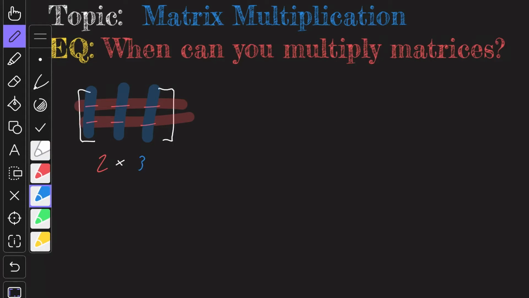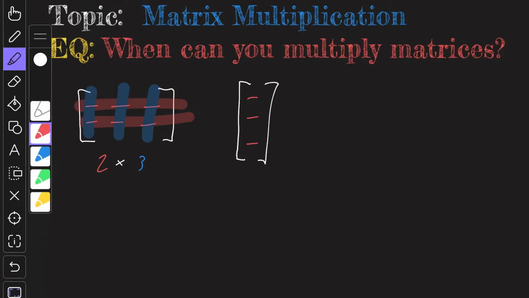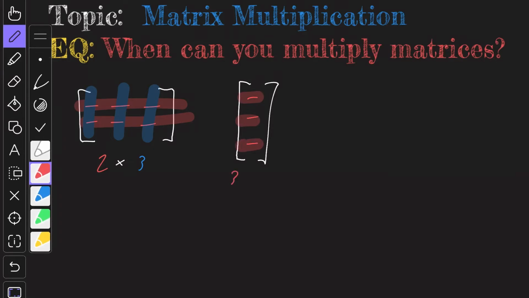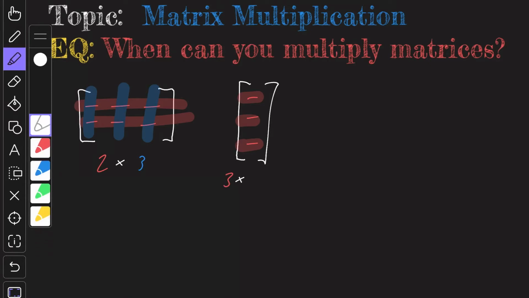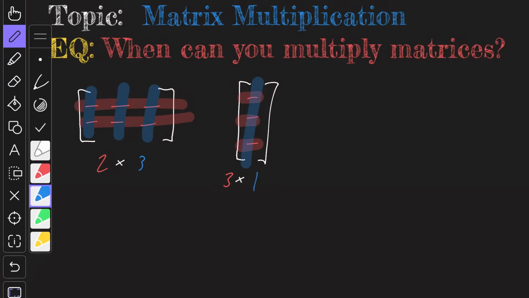And then another example of something like that would be something with 3 rows and then just 1 column. So it has 3 rows. So that's 3. And it only has 1 column. So that's a 3 by 1. So these 2 matrices can be multiplied.